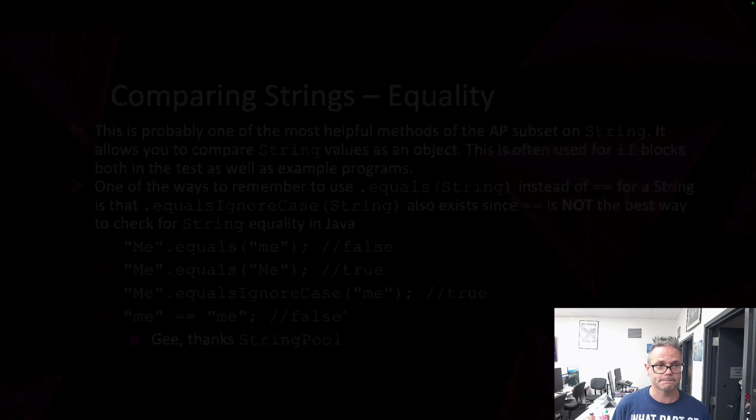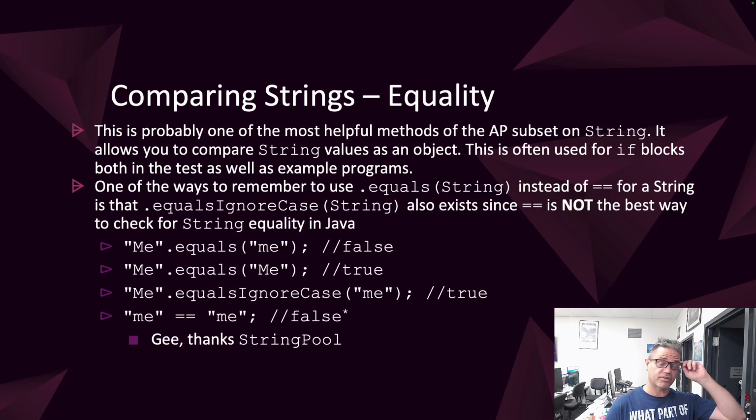Comparing strings for equality is something you have to definitely understand really well as part of the AP Computer Science subset. It allows you to compare string values as an object. Now, object is a key thing right here. So one of the things to remember is you want to use the dot equals with strings instead of equals equals, and equalsIgnoreCase also exists, because equals equals is not the way to compare strings for equality, because you can't guarantee the results on that.